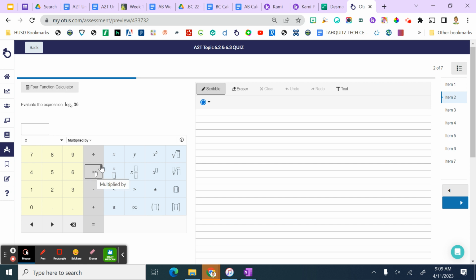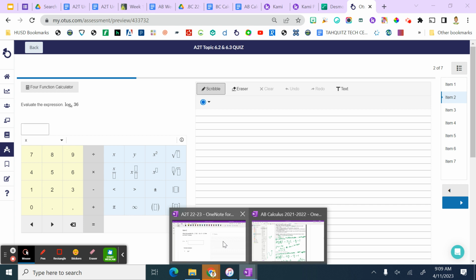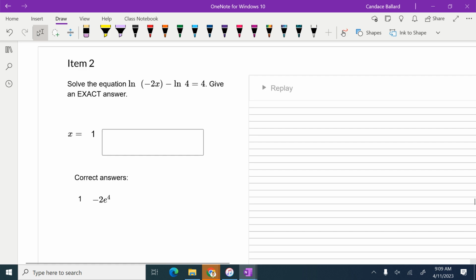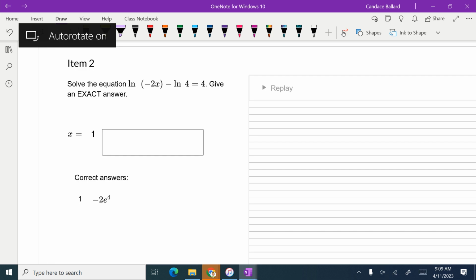So you never, ever use that button, and it is not an x. See the difference? That's the x. That's the multiplication sign. You shouldn't really need to use any of the buttons in that column there. I just type. I don't bother using any of the buttons if I can type it with my keyboard. We are supposed to find the exact answer, which means no decimal point.